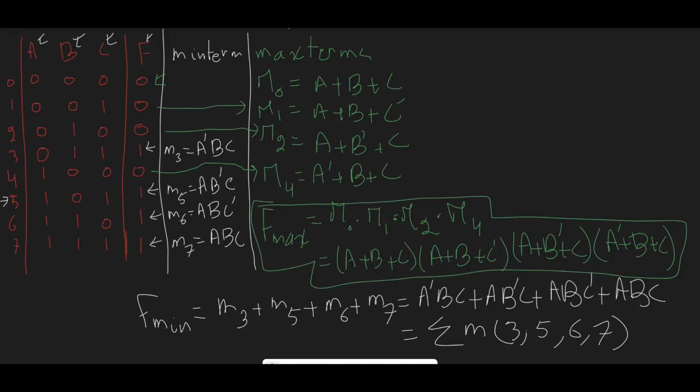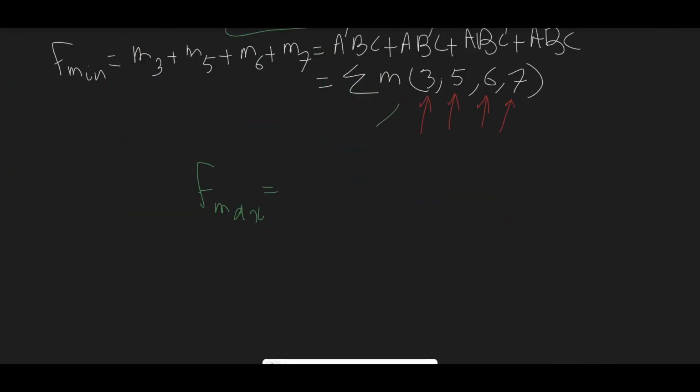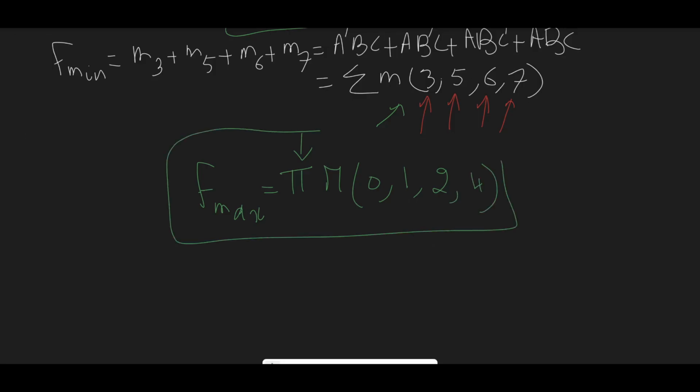So how can we verify our work? The missing terms in the minterm can be found in the maxterm and vice versa. So in the minterm we had the indices 3, 5, 6, and 7. If we were to write the general form of the maxterm, it will be nothing else but the missing terms in the minterm form. So this means the product: capital M of 0 is not in the minterm, we can write it down, 1 is not in the minterm, we can write it down, 2 is not in the minterm, we can write it down, and 4 is not in the minterm. So that's a general form of the maxterm.